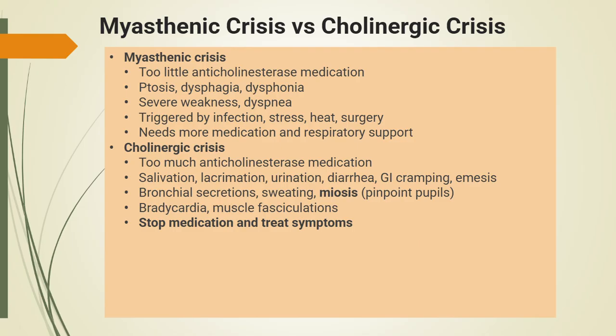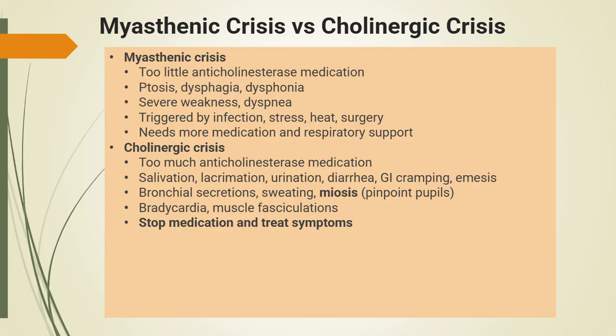Cholinergic crisis, on the other hand, is the result of too much anticholinesterase medication. Instead of not enough acetylcholine stimulation, the body ends up with excessive acetylcholine, overwhelming the receptors that remain. This leads to signs of increased parasympathetic activity, including salivation, lacrimation or tearing, urinary incontinence, diarrhea, gastrointestinal cramping, and emesis. You may also see increased bronchial secretions, sweating, and miosis, which is constricted or pinpoint pupils. Importantly, muscle weakness also occurs, and this can look very similar to a myasthenic crisis.